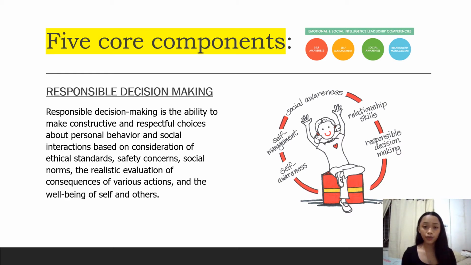For example, someone who is a responsible decision maker may ask, what consequences will my action have on myself and others, how do my choices align with my values, and how can I solve problems effectively? So not all people are responsible in decision making, and that's one of the key points where we have to improve ourselves, because we might make decisions that can cause us trouble in the future.